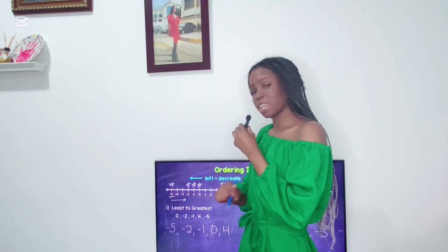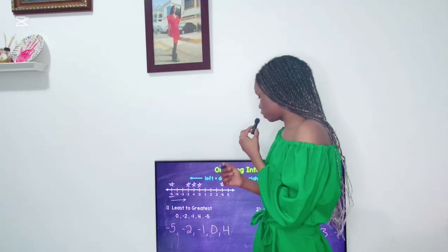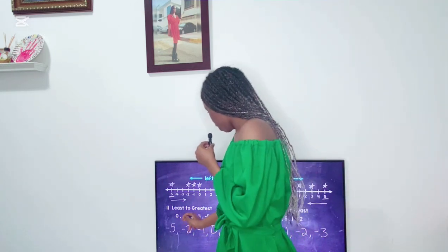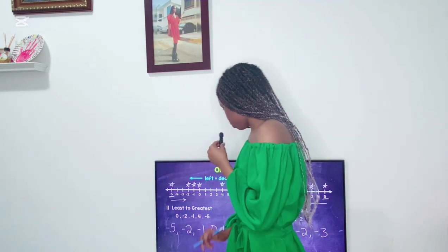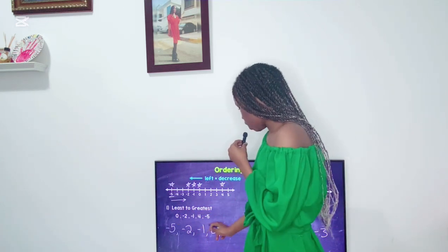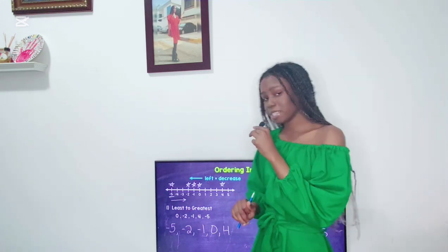Okay, so do we have a -5? Yes, we have a -5. Do we have a -6 or a 7? No, we don't. We have a -5 right here. And we have a -2, so we're going to write that right here. And a -1. Then our 0 and our +4. All right, so it's pretty easy, right?